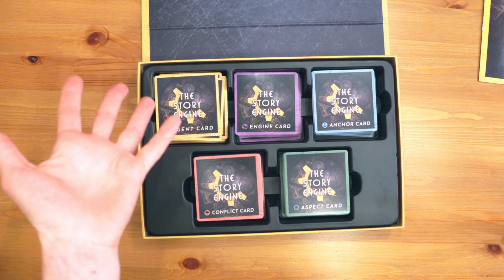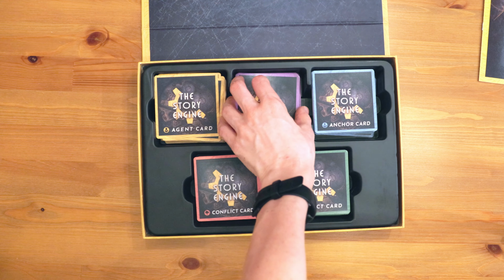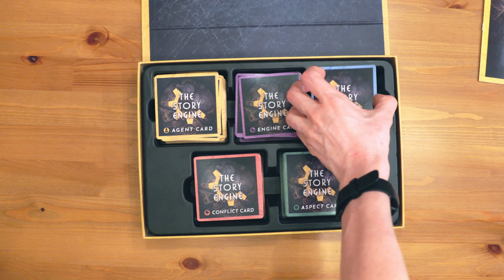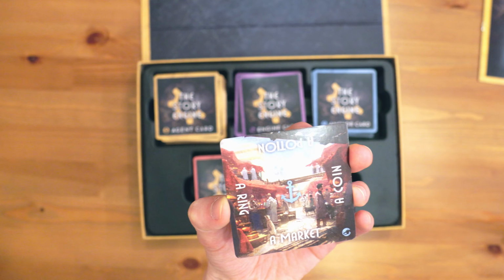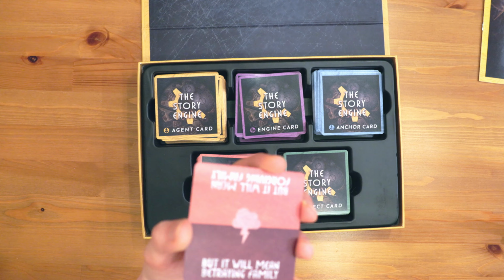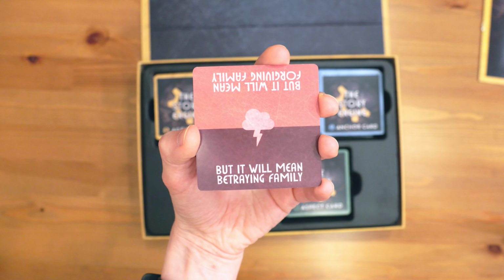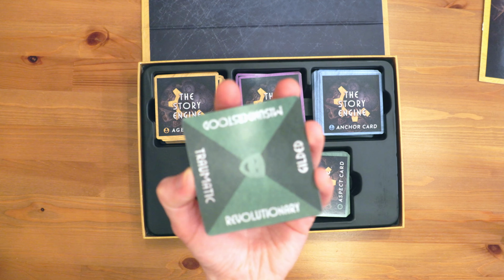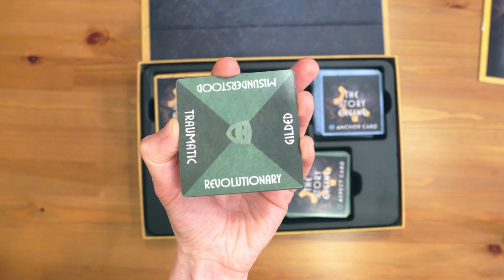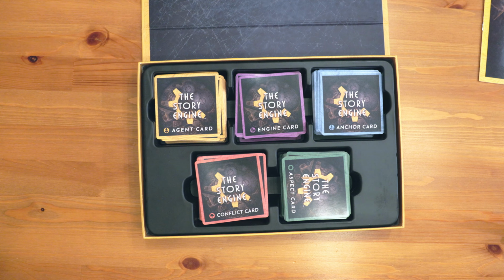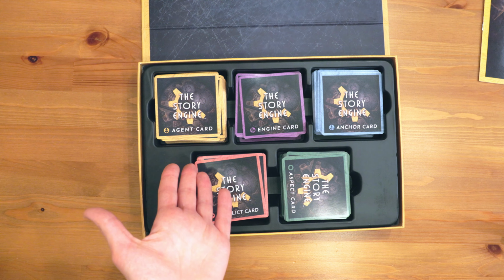An agent would be a character. Engine is what their goal is or what motivates them. The anchor is an object, what they're trying to get usually. Conflict is obviously what would make someone have trouble achieving their goal. And aspect cards are just wild cards that you can place and tuck around other cards to describe them. But what kinds of things can you do with these story prompts once you have them?